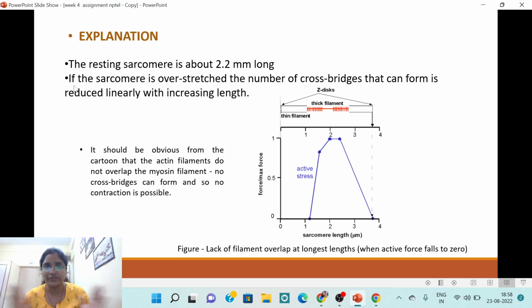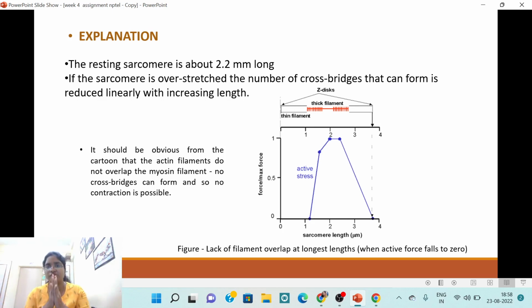If the sarcomere is overstretched, if you stretch the sarcomere more, then what will happen? The number of cross bridges that can form is reduced linearly with increasing length. Like the thick and thin filaments which are overlapping each other in the sarcomere, if you stretch the sarcomere, the overlapping will decrease, right? And the length of the sarcomere will increase. You can see from the cartoon and the graph here that the actin filaments do not overlap the myosin filament if you stretch the sarcomere. So no cross bridges form. So there is no contraction.